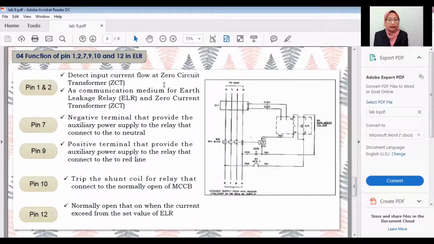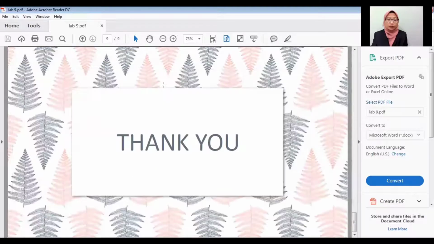Pin 10 is used to trip the shunt coil for the relay that connects to the normally open of the MCCB. And lastly, pin 12 is normally open, which is always on when the current exceeds the set value of the earth leakage relay. So I think that's all from me.